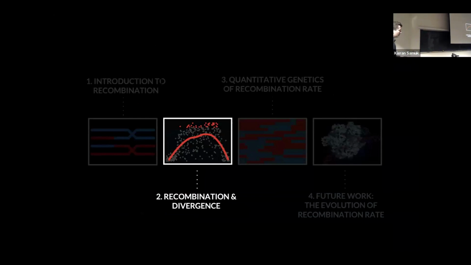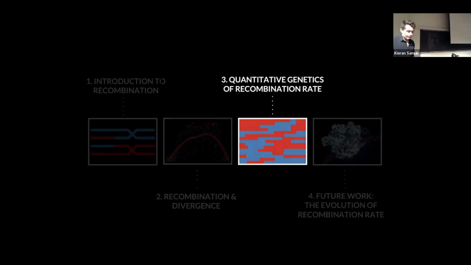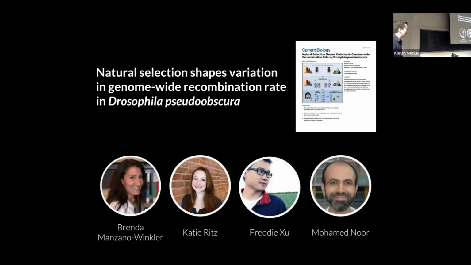Okay, so that wraps up that section on thinking about consequences, how recombination shapes the evolutionary process. I now want to briefly turn to this project here, which has become a touchstone for me in our lab on the quantitative genetics of recombination rate. This is work that I did during my postdoc in Mohamed Noor's lab, and all these folks contributed to it. This is looking at how natural selection might shape variation in recombination rate in Drosophila pseudoobscura.